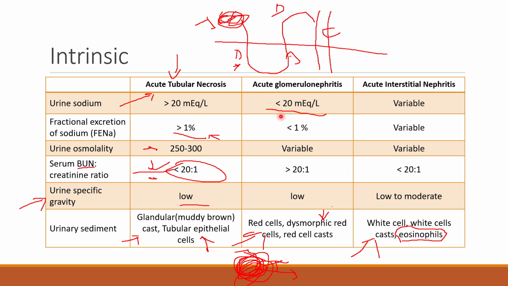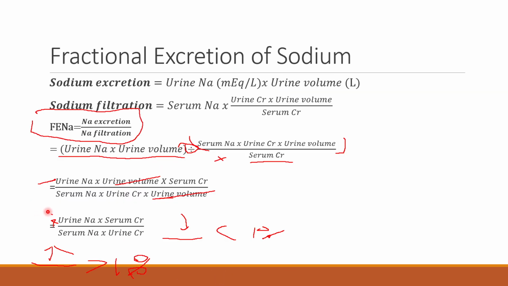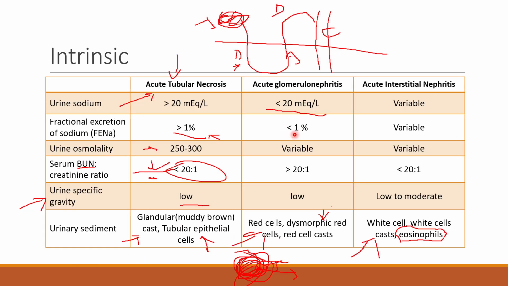So that's why we have a low urine sodium here. And then you understand there's a low urine sodium, then you can also understand there's a low fractional excretion of sodium, because it's low, and then a lower value of the denominator, and it's going to be lower than 1%. And the urine osmolality is going to be variable.